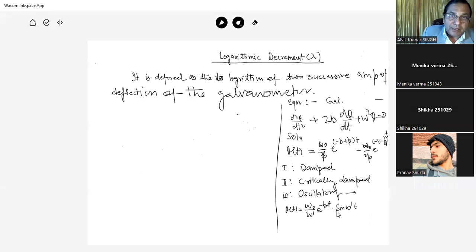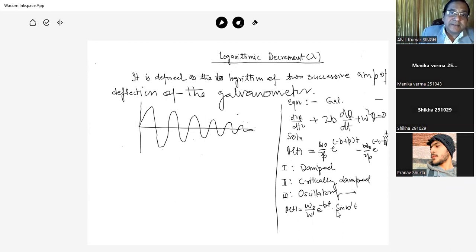So the graph is something like this. So this is your 0, here it is theta of t, and this is your t, and this point is theta 1, this point is theta 2, this point is theta 3, this point is theta 4, this point is theta 5. So this is 1, this is 2, this is 3, this is 4, this is 5, and similarly.